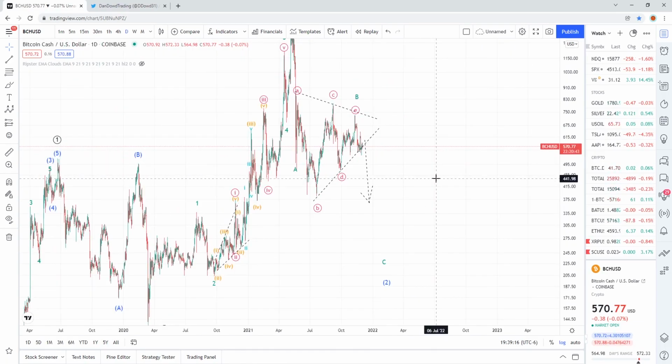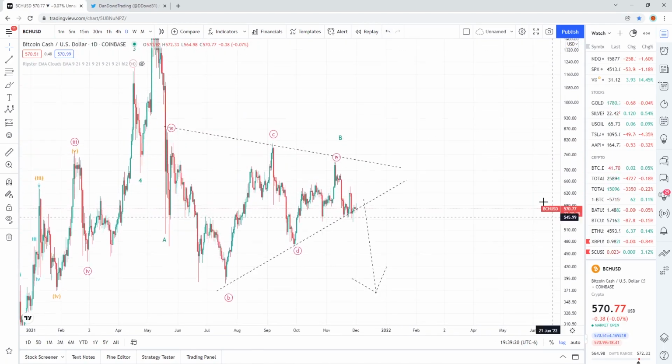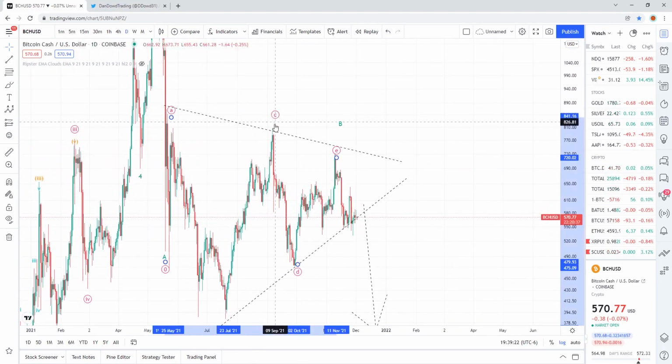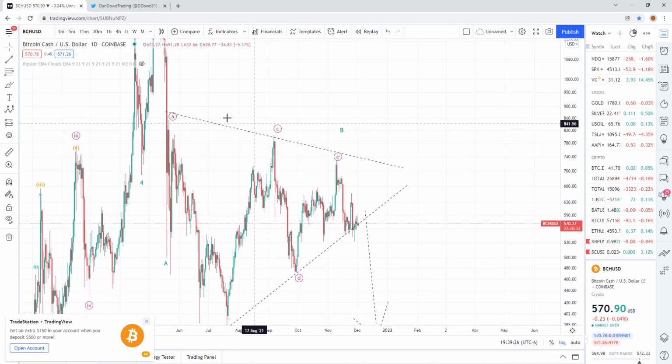I'm not sure which scenario will play out. What I can say is, if this E wave gets above that wave C, this will invalidate this count, because wave C never goes beyond wave A and wave E never goes beyond wave C.